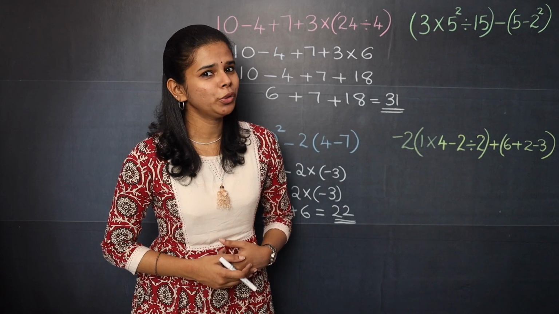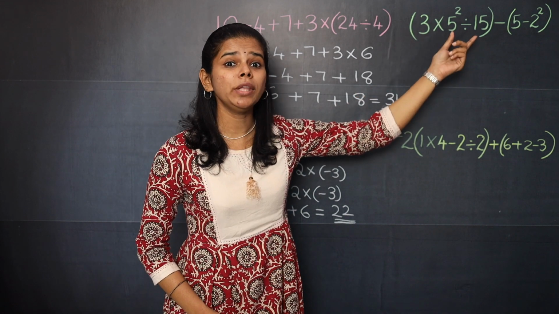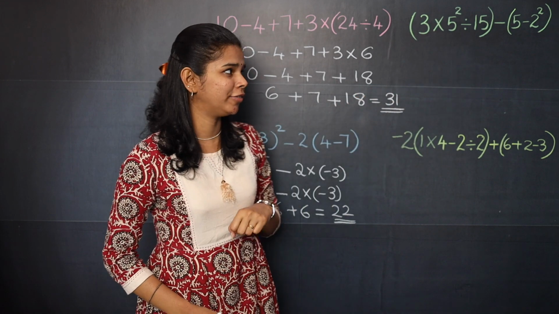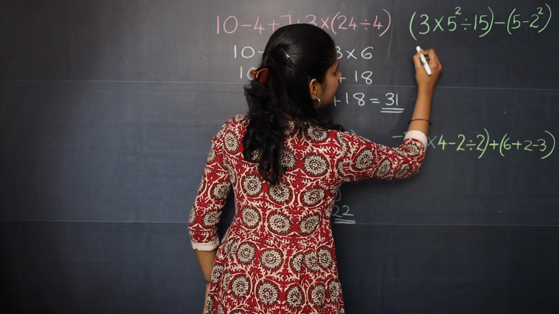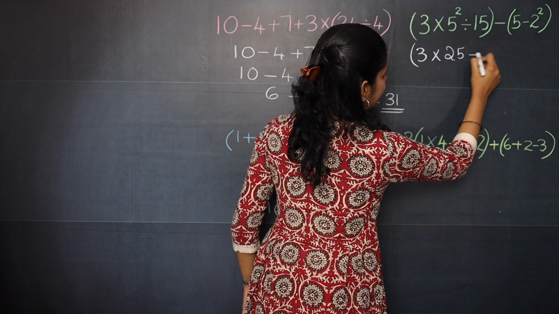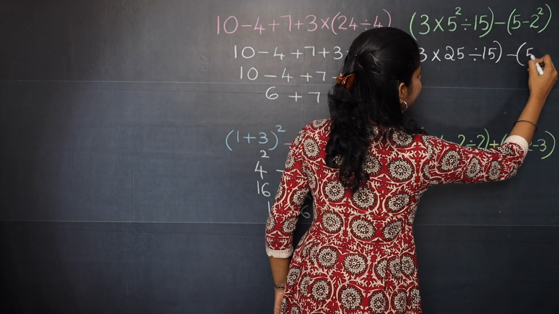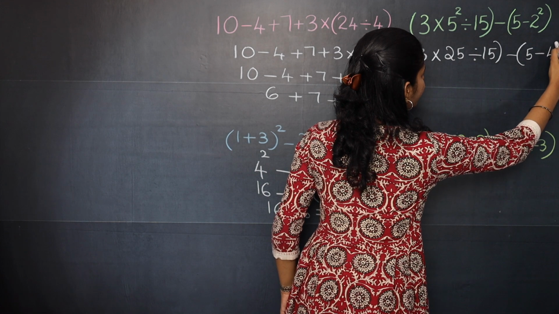Now let's move on to the next question. In this question you have parenthesis and also the exponential form. So you should take care of them first. So it becomes 3 into 5 square is 25, divided by 15 minus 5 minus 2 square is 4.